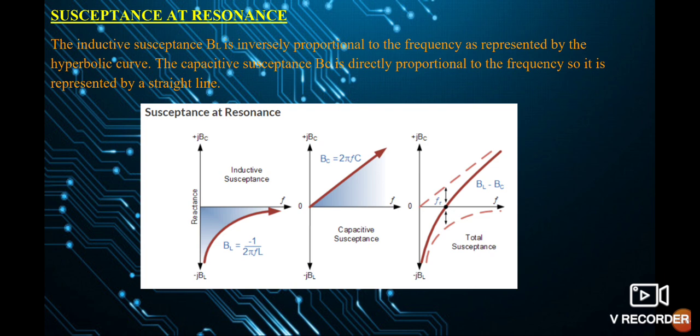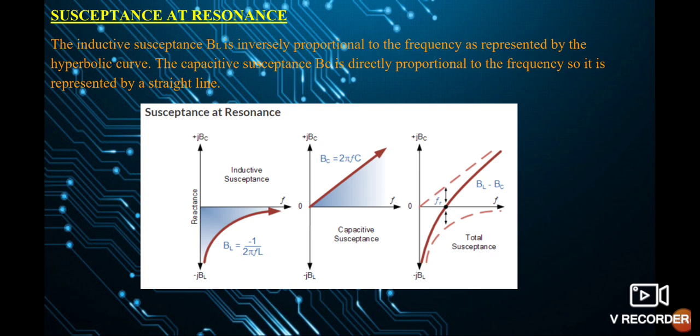Now next is the susceptance at resonance. The inductive susceptance BL is inversely proportional to the frequency, as represented by the hyperbolic curve, and the capacitive susceptance BC is directly proportional to the frequency, so it is represented by a straight line. As we know, BL is given by 1 by 2 pi FL. So according to the graph, when we plot BL versus frequency, we will get a hyperbolic curve in the fourth quadrant giving a negative value, that is BL equals minus 1 by 2 pi FL.